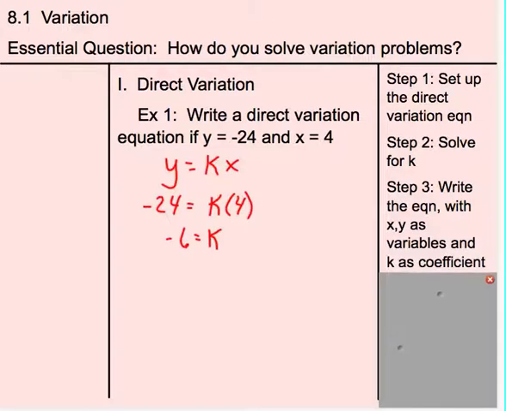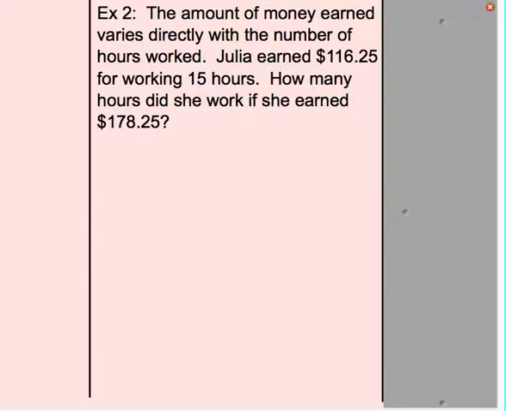So then we write the equation. Remember, x and y are the variables in our equation, k is our constant, or in this case, the coefficient of x. So y equals negative 6x is our equation. Let's take a look at what that looks like in a word problem.